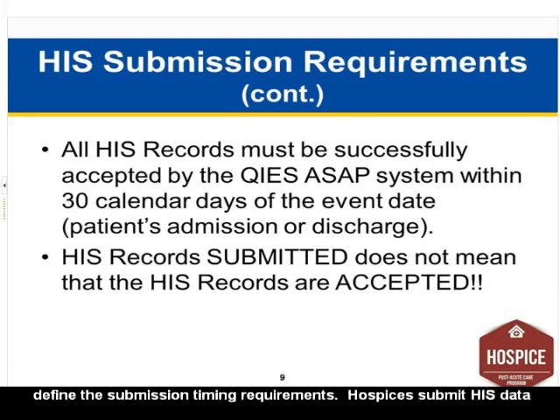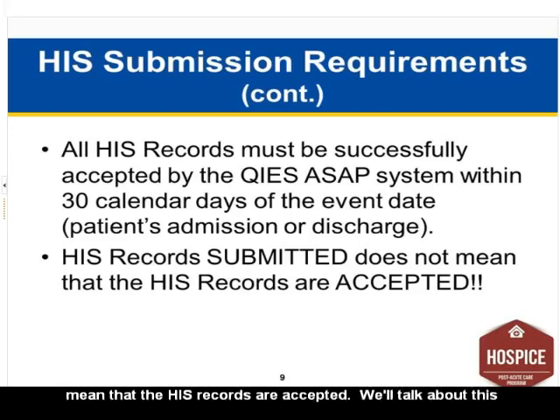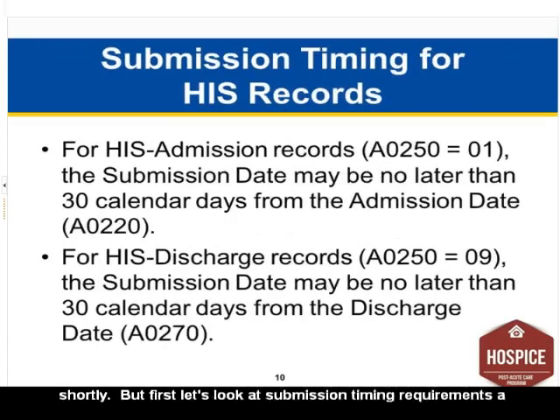As stated in the fiscal year 2016 final rule, all HIS records must be successfully accepted by the QIES ASAP system within 30 calendar days of the event date, patient admission, or discharge. It's important to note that HIS records submitted does not mean that the HIS records are accepted. We'll talk about this shortly. But first, let's look at submission timing requirements a little more closely.